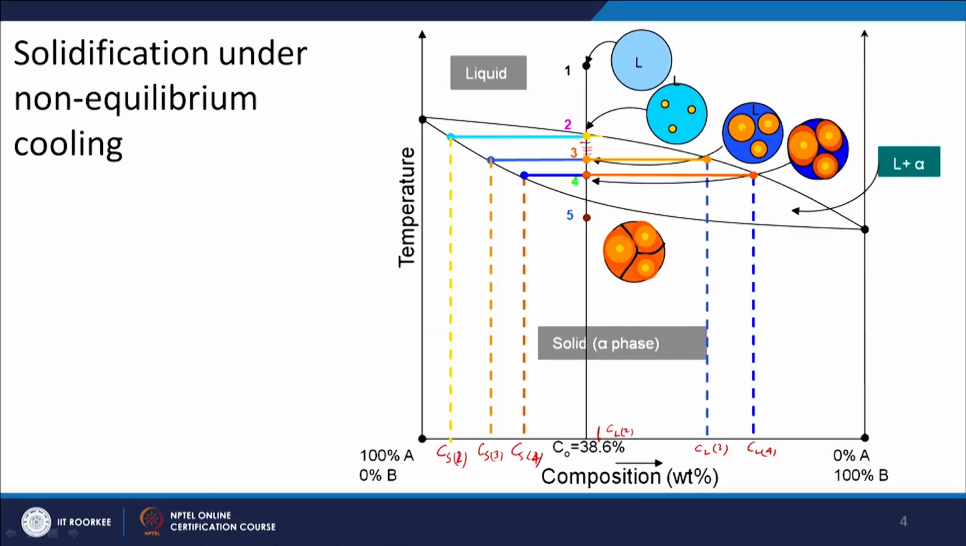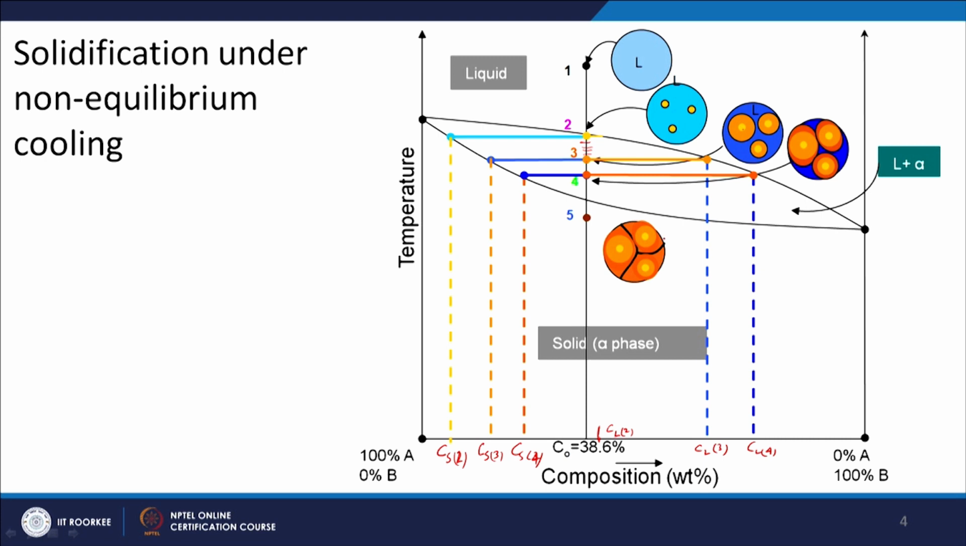So, in the non-equilibrium case, you can understand that the equilibrium phase diagram itself should shift towards the left side in the solid phase. And when our whole solidification has ended, you will see that there is a lot of solute gradient in each of the grains.